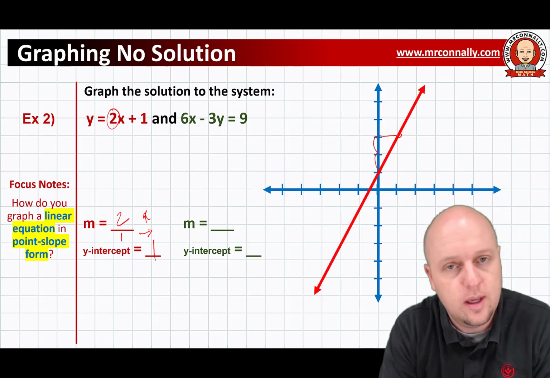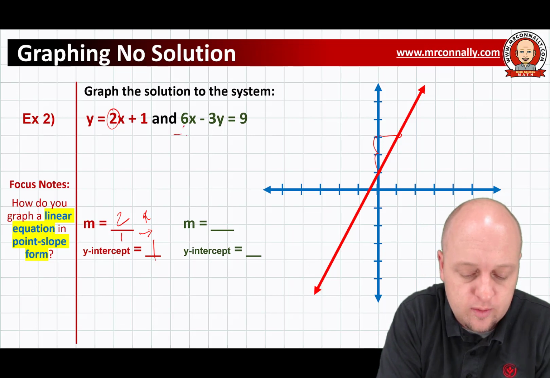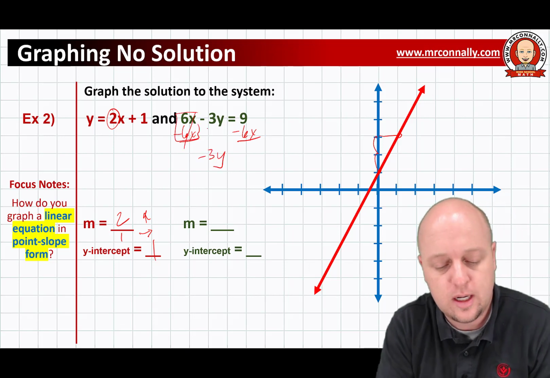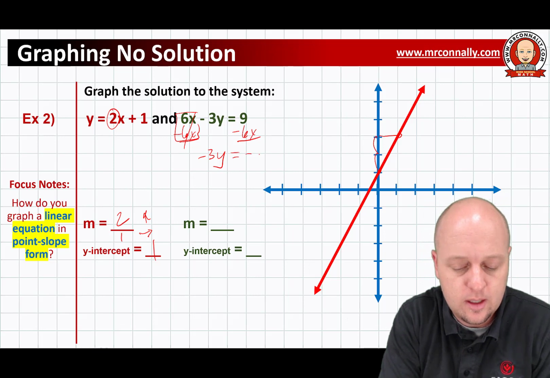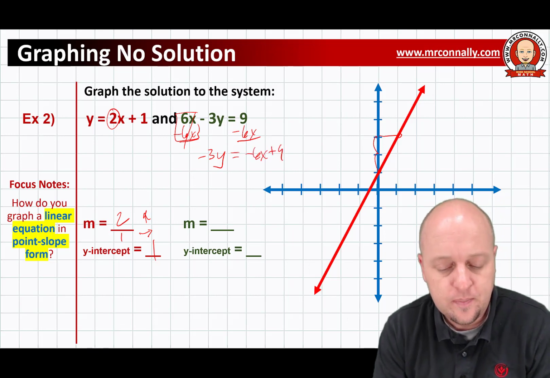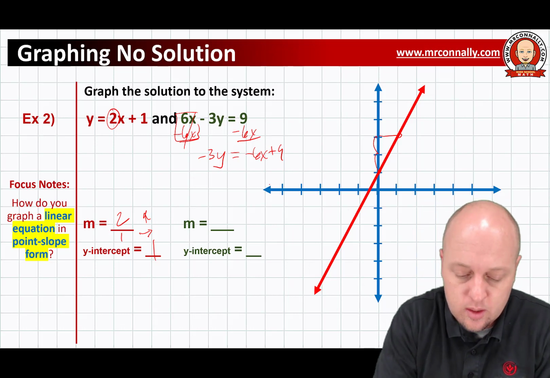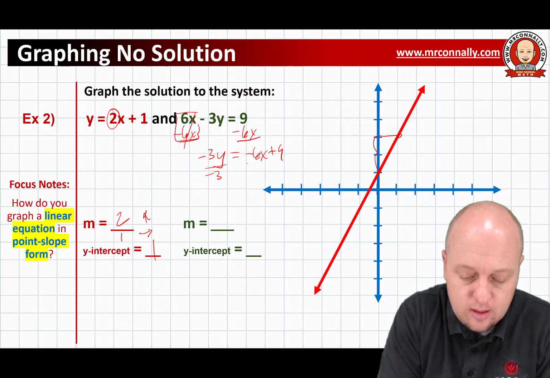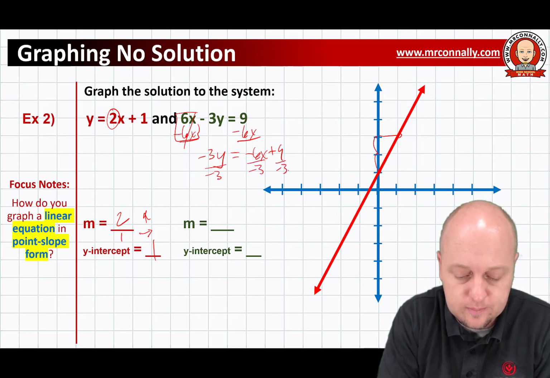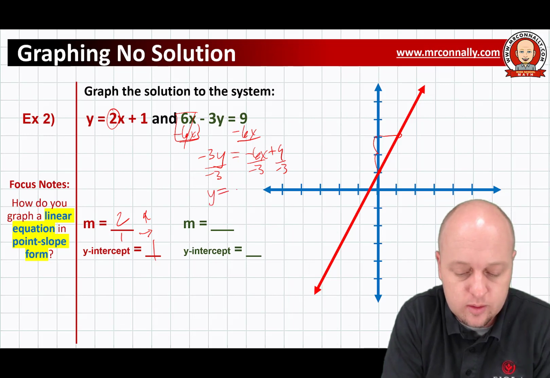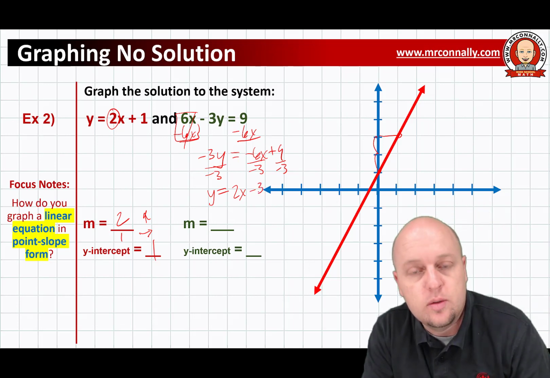And now the next one, again, we've got standard form. At least one of them was in slope-intercept form for us. So we've got negative 3y. Subtract 6x from both sides. We get negative 3y on the left and negative 6x plus 9. Remember, we don't combine the 9 and the negative 6x because they're not like terms. Okay, now let's divide both sides by negative 3. And we get y equals 2x. And then 9 divided by negative 3 is negative 3. Okay, so 2x minus 3.